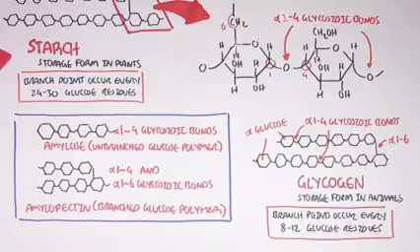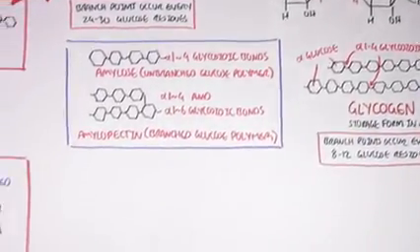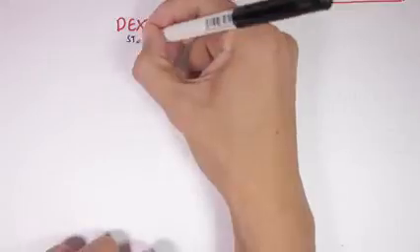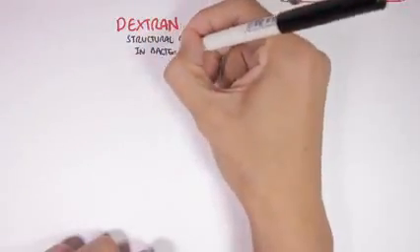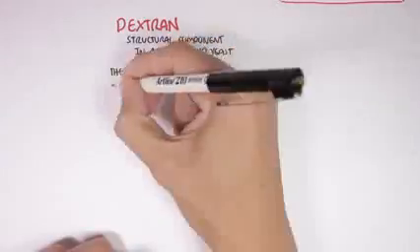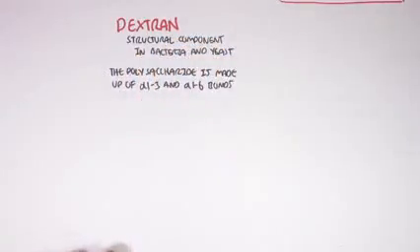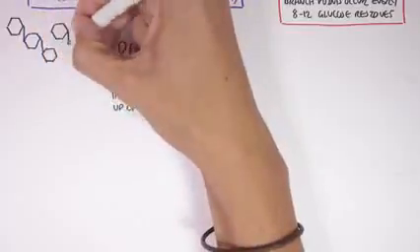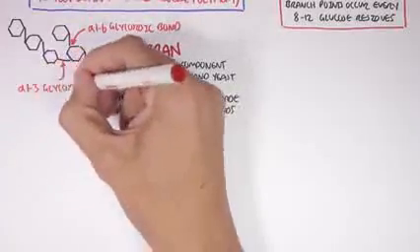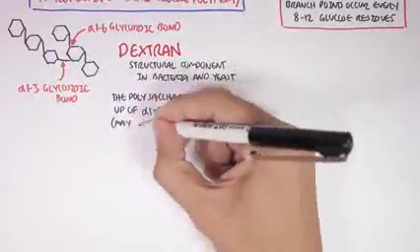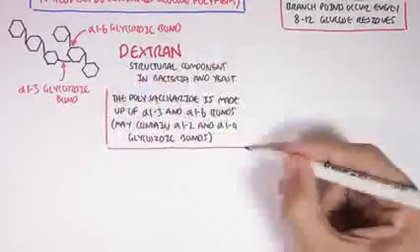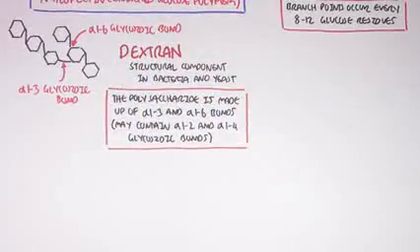Another type of polysaccharide is dextrans. Dextrans are structural components in bacteria and yeast. These polysaccharides are made up of alpha 1,3 and alpha 1,6 glycosidic bonds. So here we have glucose units with alpha 1,3 bonds and alpha 1,6 bonds. However, the dextrans can also contain alpha 1,2 and alpha 1,4 glycosidic bonds.